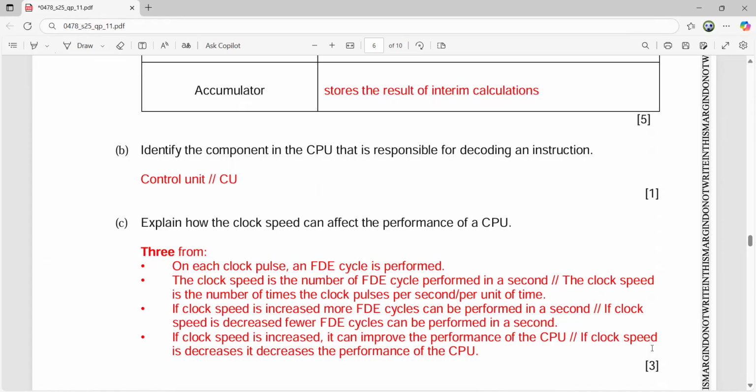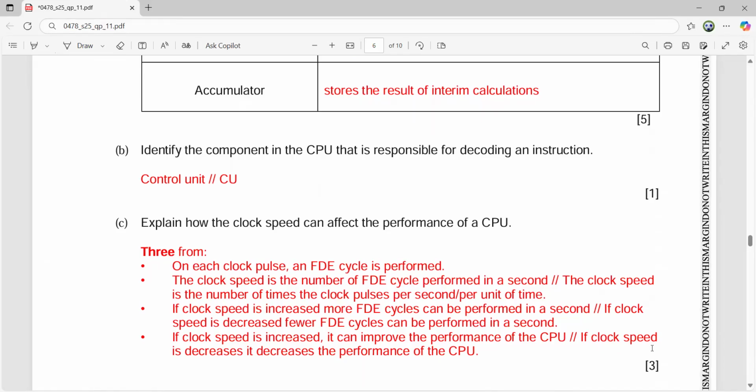The clock speed is the number of FDE cycles performed in a second, or the clock speed is the number of times the clock pulses per second or per unit of time. If clock speed is increased, more FDE cycles can be performed in a second. If clock speed is decreased, then fewer FDE cycles can be performed in the second. If clock speed is increased, it can improve the performance of the CPU. If clock speed is decreased, it is going to be decreasing the performance of the CPU.